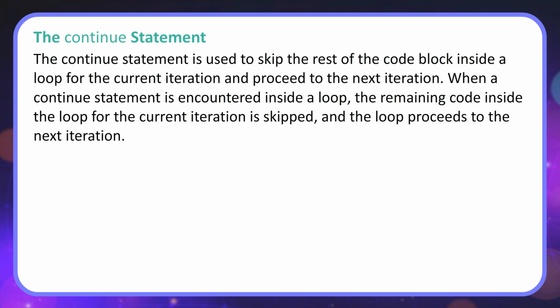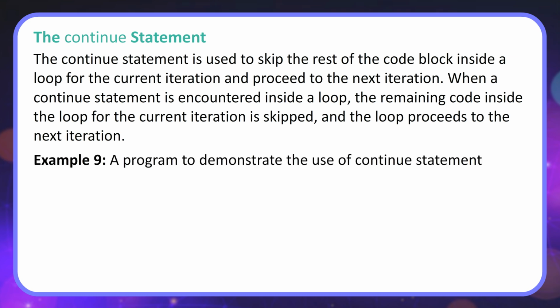The continue statement. The continue statement is used to skip the rest of the code block inside a loop for the current iteration and proceed to the next iteration. When a continue statement is encountered inside a loop, the remaining code inside the loop for the current iteration is skipped, and the loop proceeds to the next iteration.